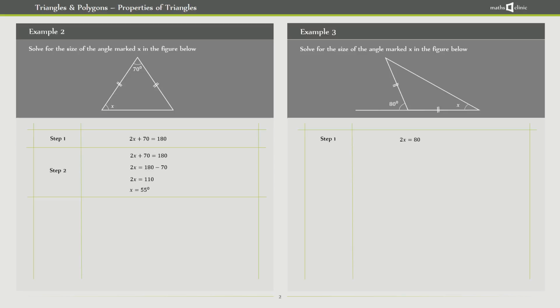So if we have x there, we also have x on the other end, and when we have x plus x, we have 2x. So 2x equals 80. Then step 2, we want to solve this. 2x equals 80, x equals 40 degrees. These are actually fairly simple. There really isn't much to all of this, and yeah, bye for now.